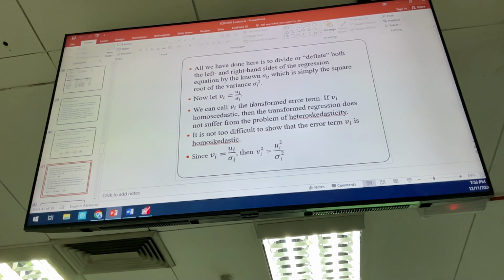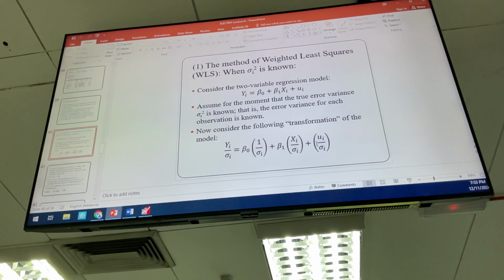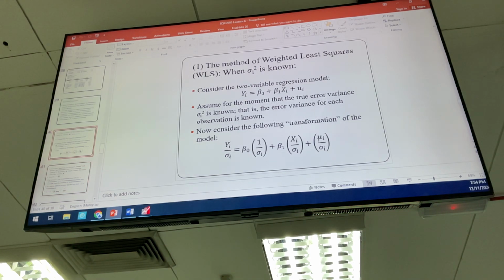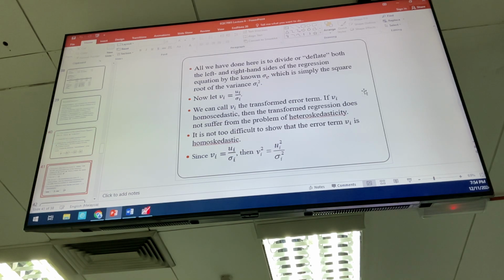So now let the transformed equation of the error term be a new error term, or transformed error term. We call it Vi. We can call the Vi the transformed error term. If Vi is homoscedastic, then the transformed regression does not suffer from the problem of heteroscedasticity.